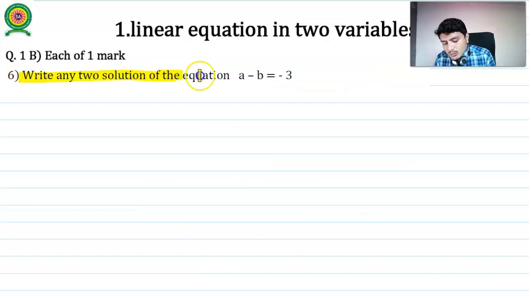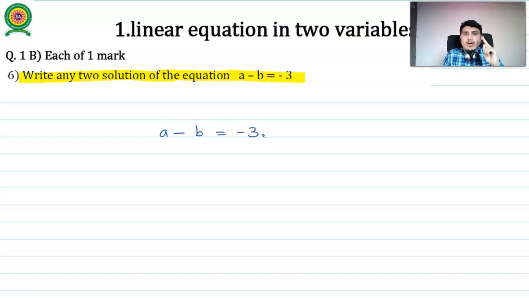Now look at the sixth question we have. Write any two solutions of the equation a minus b equals minus 3. Here we have a linear equation in two variables where the variables are a and b. So I am writing the equation a minus b equals minus 3. We have only one linear equation in two variables, which means again it has infinitely many solutions. You may choose your own values of a and evaluate b, which gives a solution of the given equation. So I am choosing the value of a as 1.